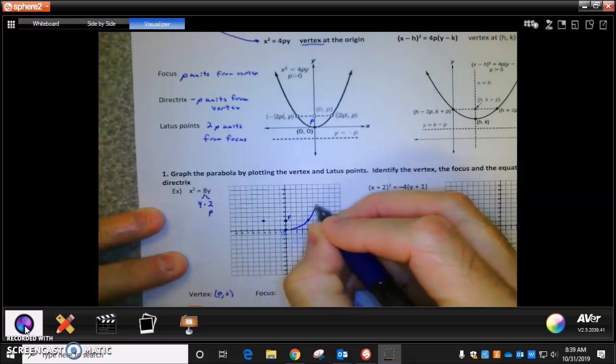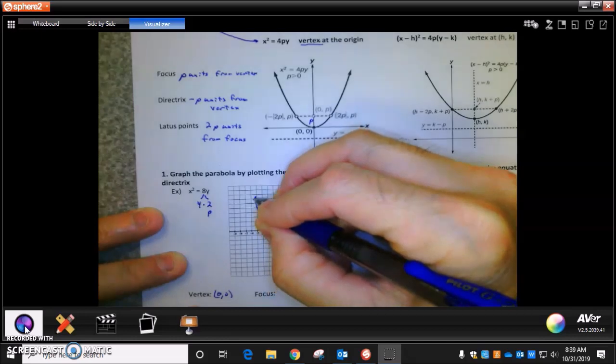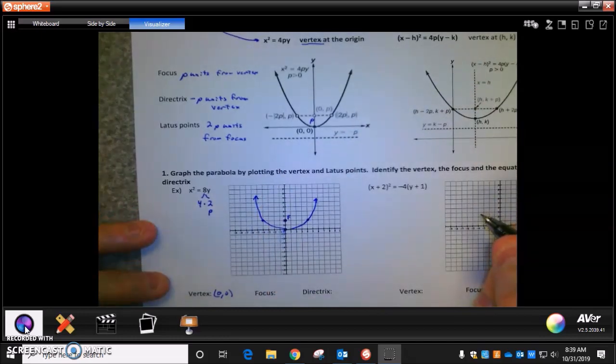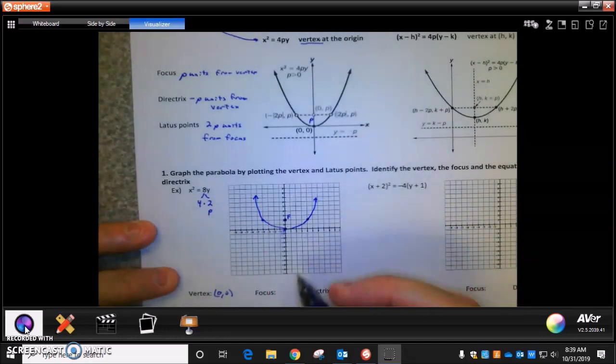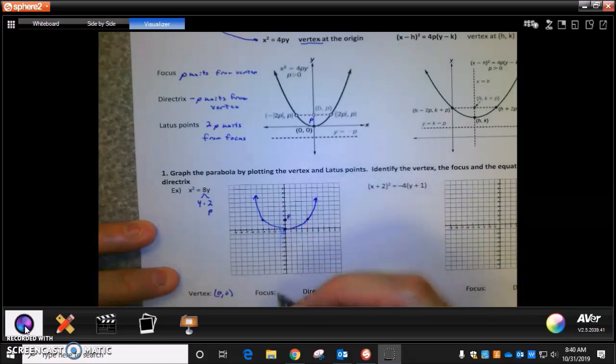This parabola goes up this way and goes this way. And that's my parabola. So the focus would be this point right here, the point 0, 2. And then the only thing I haven't graphed would be the directrix.